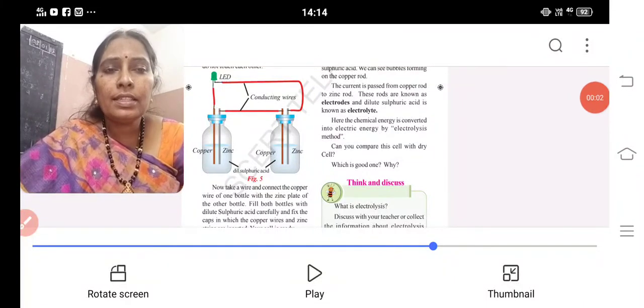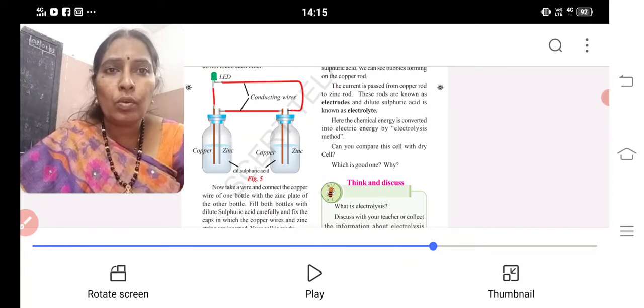Good morning children. In the last class we discussed the voltaic cell, and the first cell was given by Volta, and in honor of the scientist we call the unit of voltage the volt. Now the diagram you are seeing on the screen is figure 5. It shows your own cell, how you have to make your own cell.